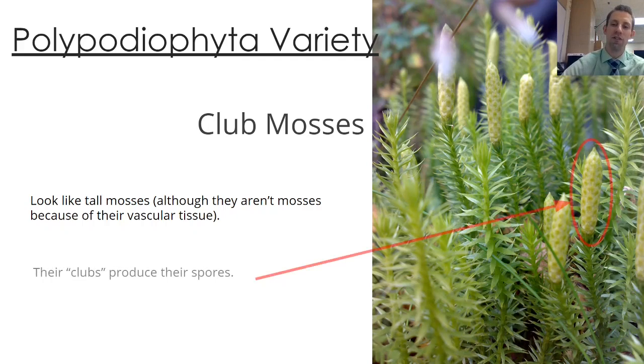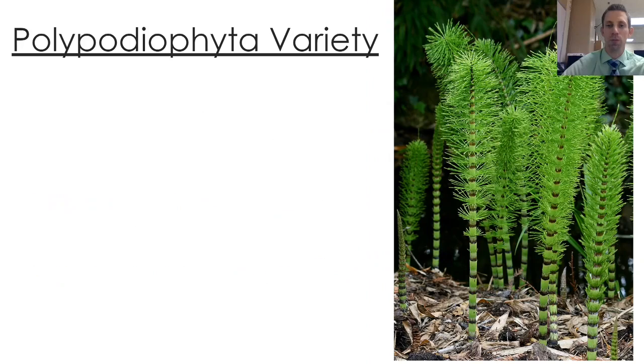The club portion of the name comes from these little clubs that are at the end of their bodies, which are where their spores are made. So they make their spores in a different way than mosses do as well. So they're really not very similar to mosses other than that they look like them. So club mosses is a second variety in the Polypodiophyta group of organisms.